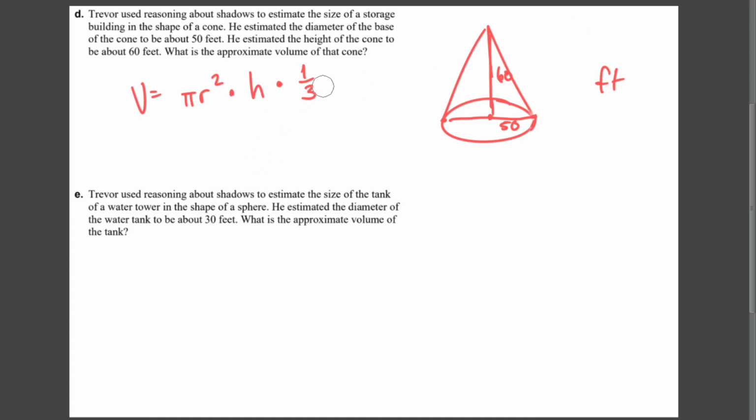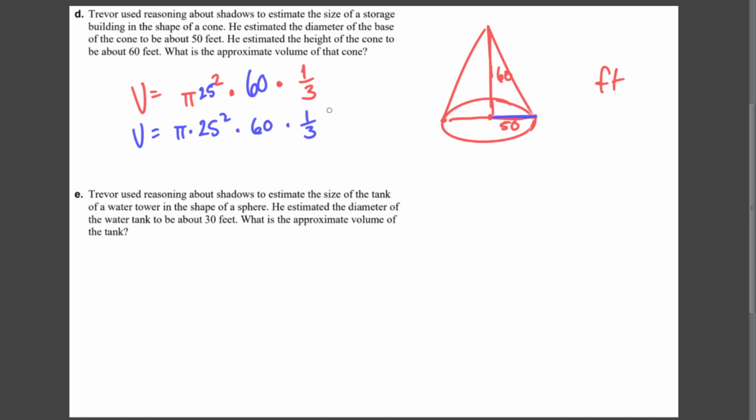Now we just have to plug in our variables, and our variables are height and the radius. The height that it gave us was 60, so I'm just going to plug 60 in. Now the radius is not 50. 50 is the diameter, which is the full thing. A radius is only half of the circular base, which means we need half of 50. So the radius is actually going to be 25. Cool? Volume is equal to pi multiplied by 25 squared multiplied by 60 multiplied by 1/3.